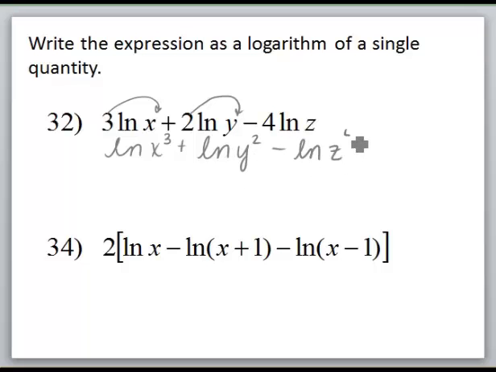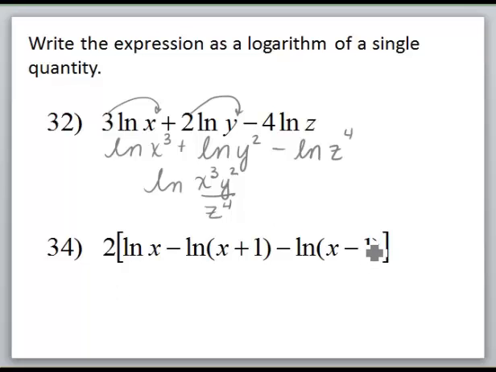Then the next thing I want to do is go ahead and use the rule of multiplication. So these two are being added together, which means that they are really a product. And then we'll put that divided by z to the 4th, because the subtraction sign uses the division rule.